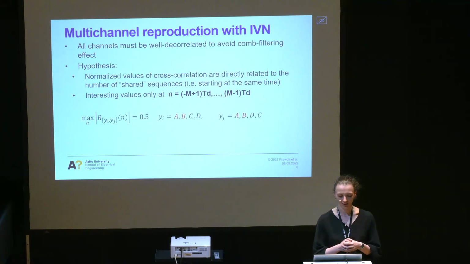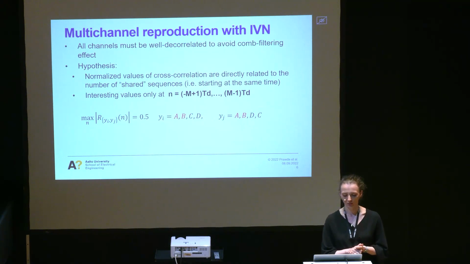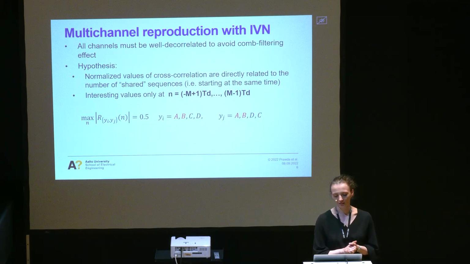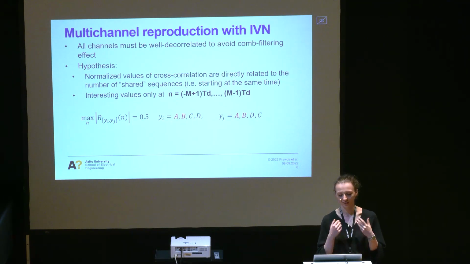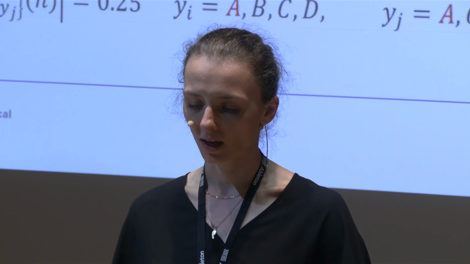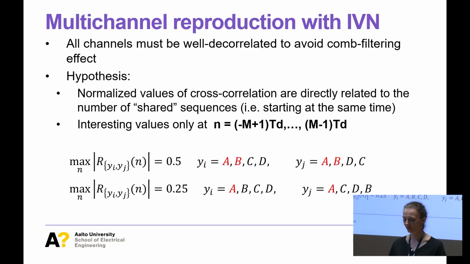We have 2 signals. In the first one, the sequence order is ABCD, and in the other one, the sequence order is ABDC. So we can see that in this case the sequences A and B are shared, meaning they start at the same time, and the sequences C and D are switched. So we think that the correlation between those two channels will be 0.5, and then if only the sequence A is shared between our two signals, then the correlation would be 0.25.